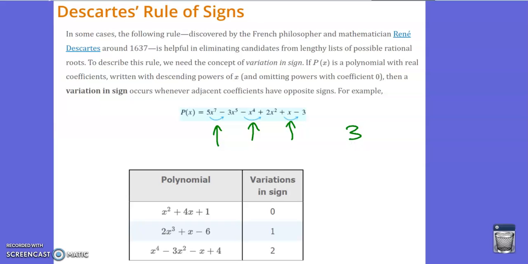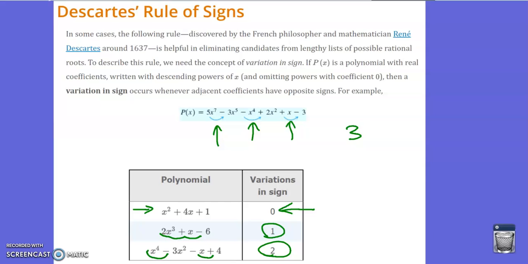So here's another example. Notice this polynomial, they're all positive, so there are no variations. This one goes from positive to negative, so there's one change. Again, positive to negative, stays negative, and then goes back to positive. So there are 2 changes of signs in that.